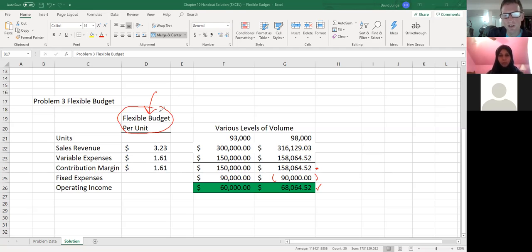Now remember, the budget is always about assessing performance, comparing actual to some sort of budget or performance standard to assess how your company or your organization is performing.